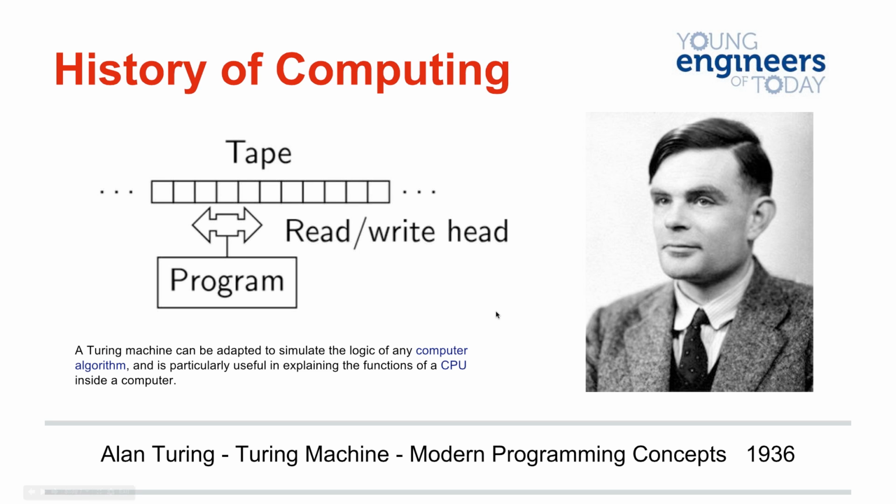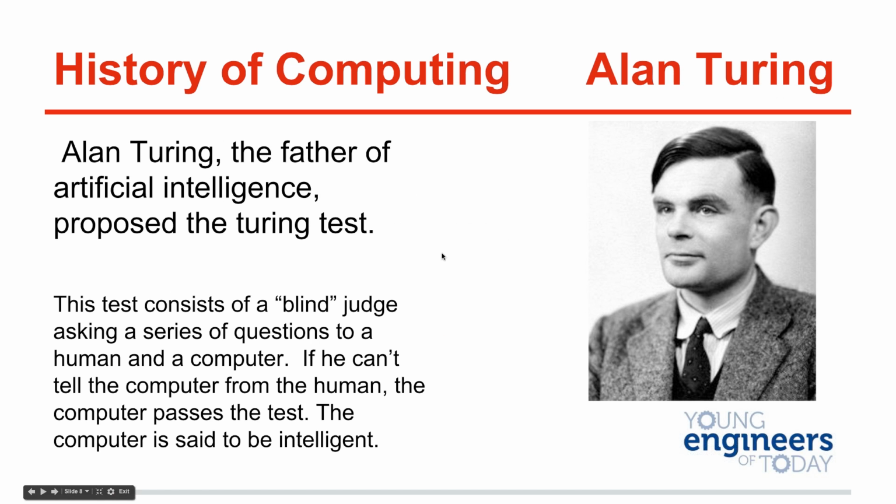All right, next. A Turing machine was created by Alan Turing, modern programming concepts, in 1936. Now, this was created to help explain the function of a CPU inside a computer. It can be adapted to simulate the logic of any computer algorithm. So it's a processor. Now, Alan Turing is considered the father of artificial intelligence, as the Turing test, which, from what I've read about, is kind of cool, in my opinion.